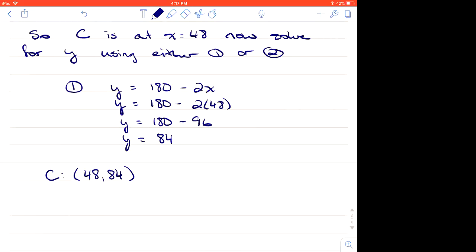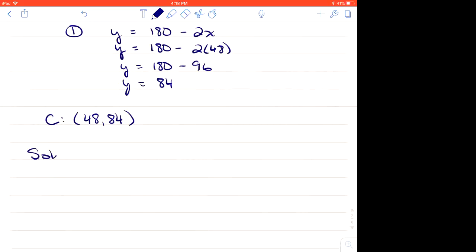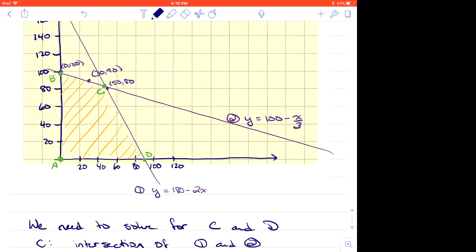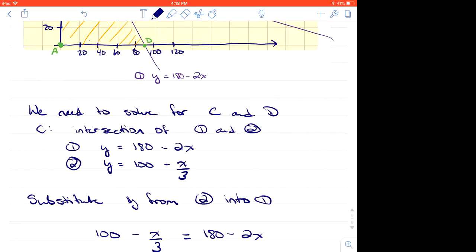Now we get to solve for D. D is the intersection of equation 1 and the x-axis, right? The x-axis as a line is where y equals 0. So now, just as a fact, y equals 0, and y equals 180 minus 2x. So it's way nicer to solve for, because instead of two lines intersecting, we have line 1 and y equals 0.